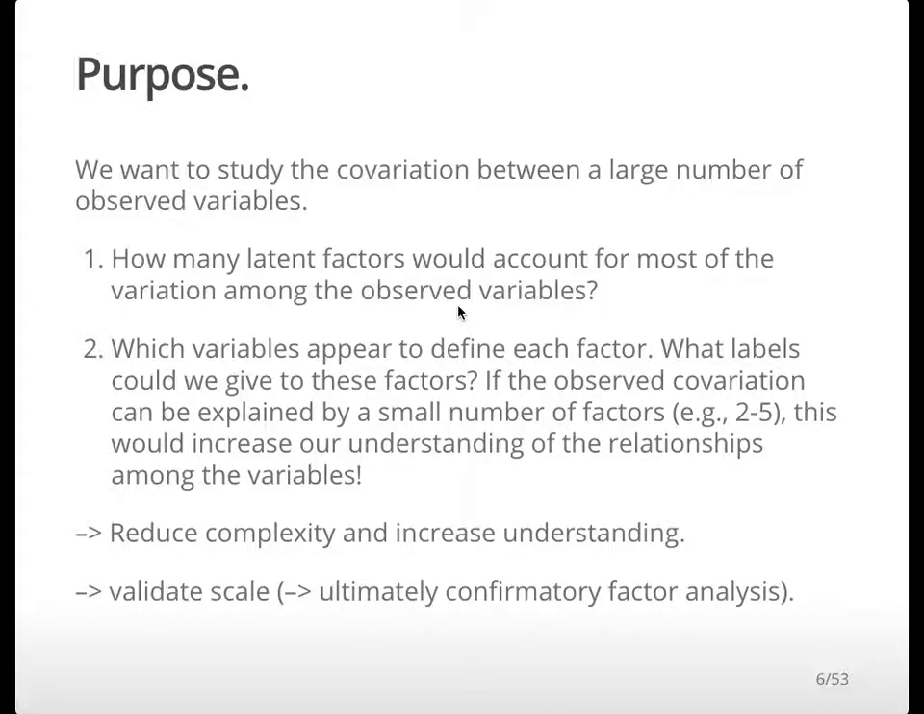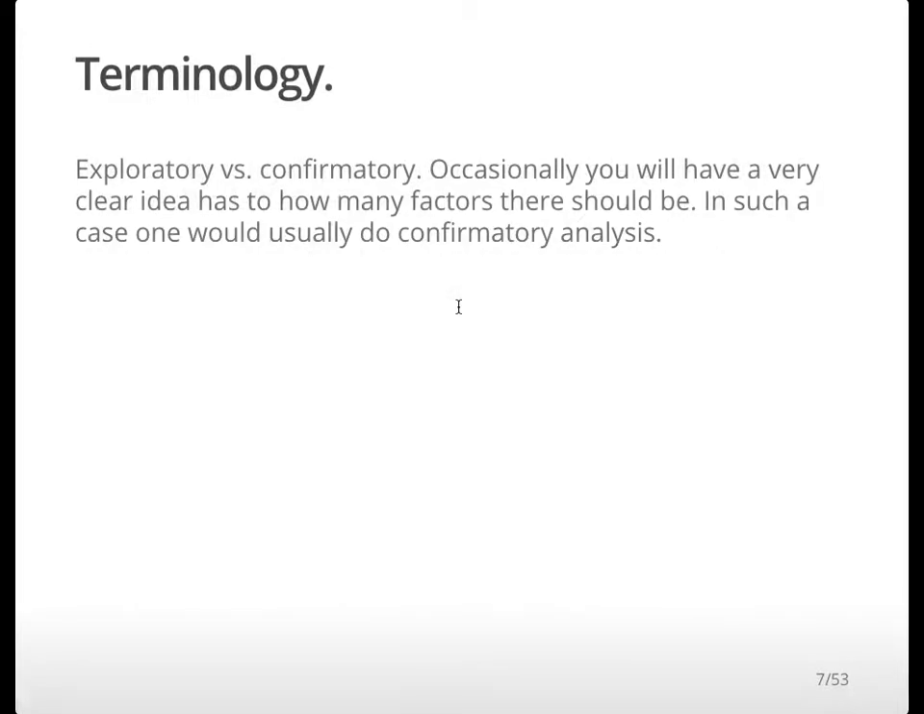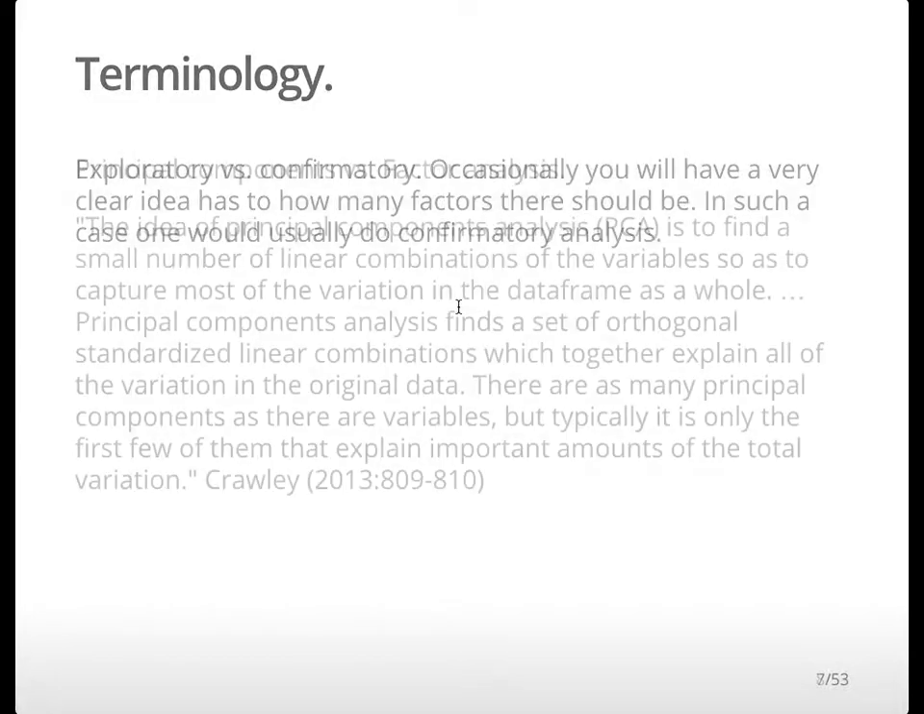And some of you might end up developing scales either in an HR function, or in a health function, or in a different way. I've already mentioned exploratory versus confirmatory. Occasionally you will have a very clear idea as to how many factors there should be. So suppose you're using a Big 5 questionnaire, then hopefully you would find the Big 5 in there, so there should be 5 factors underneath those questions. So in those cases, confirmatory seems more the route you want to go. In such a case, one would usually do confirmatory factor analysis.